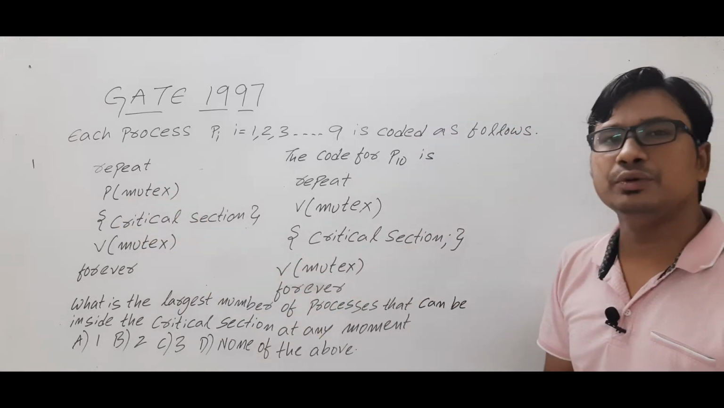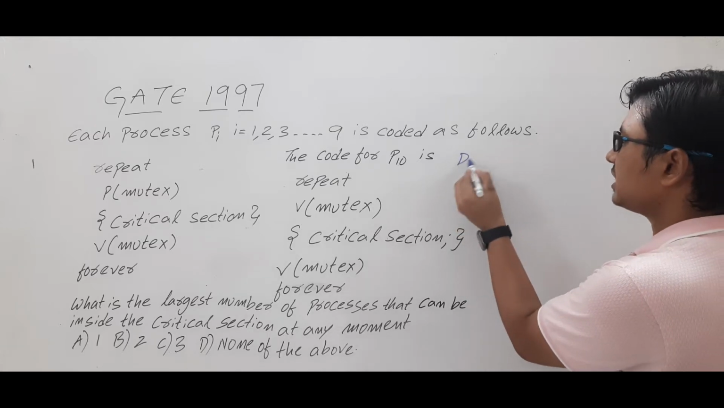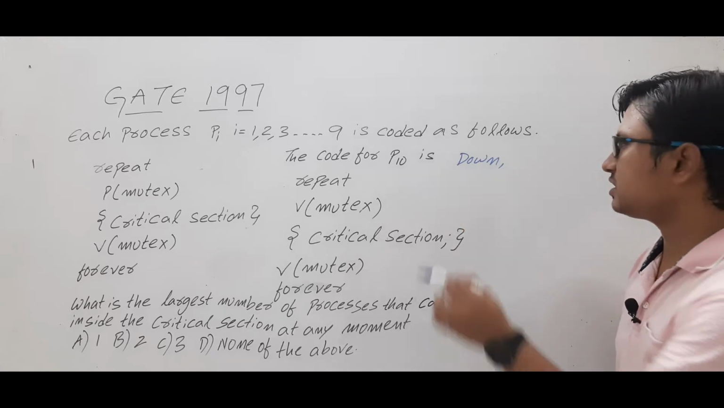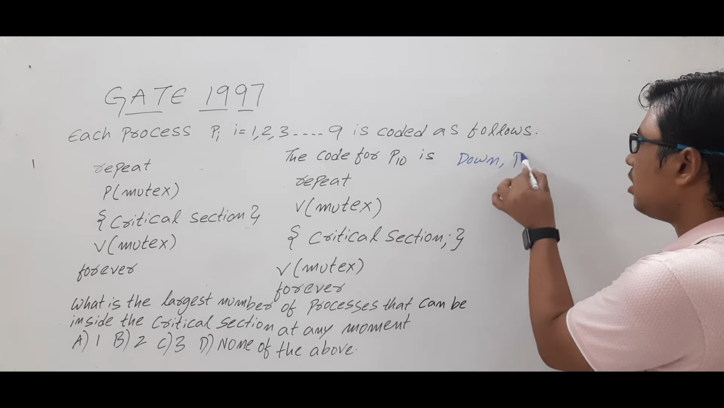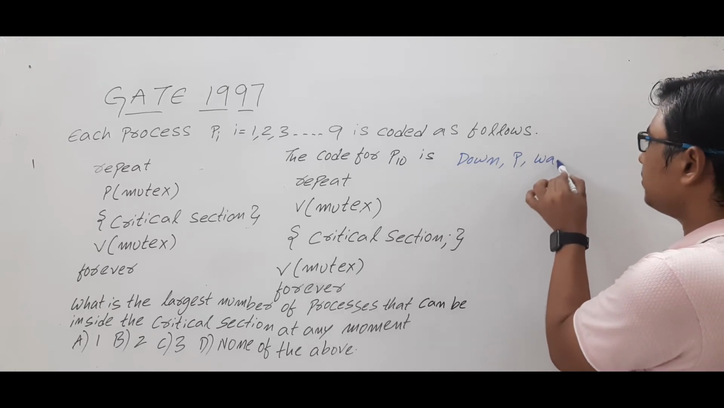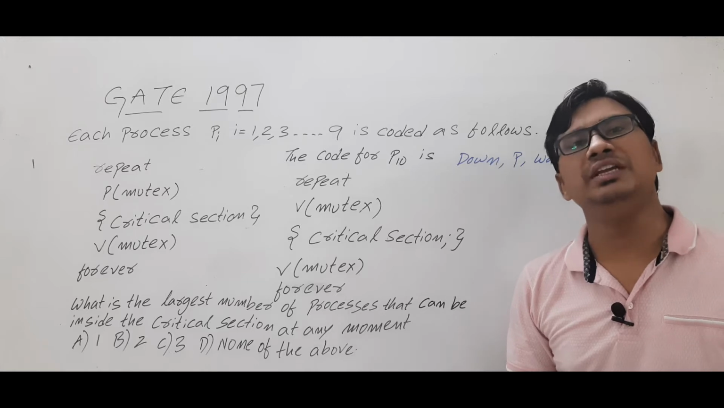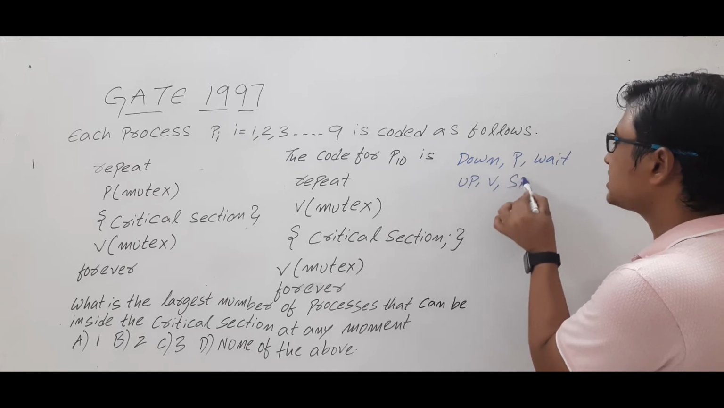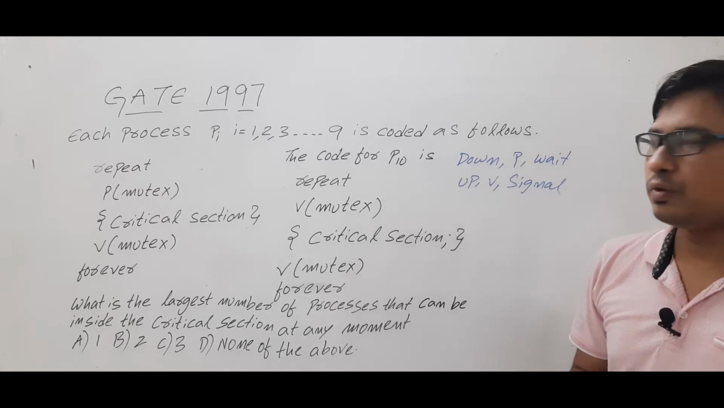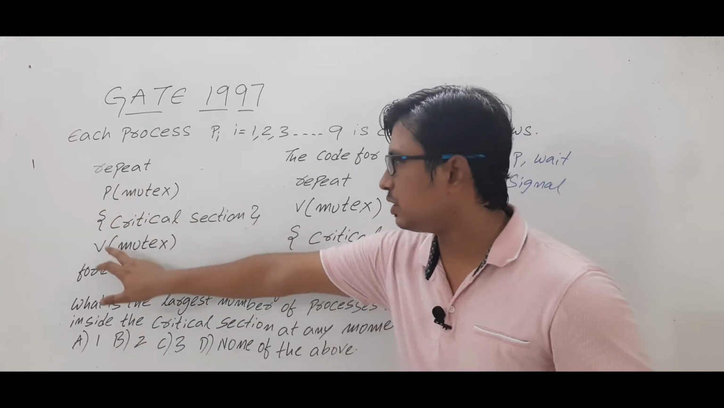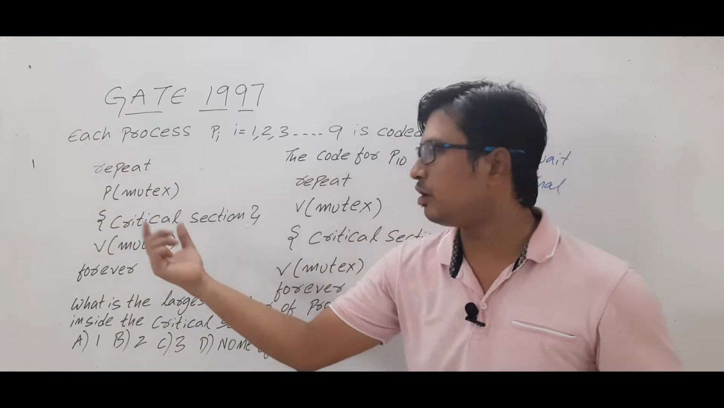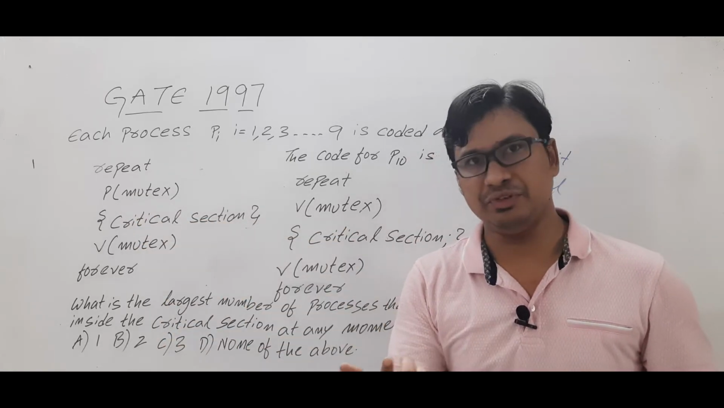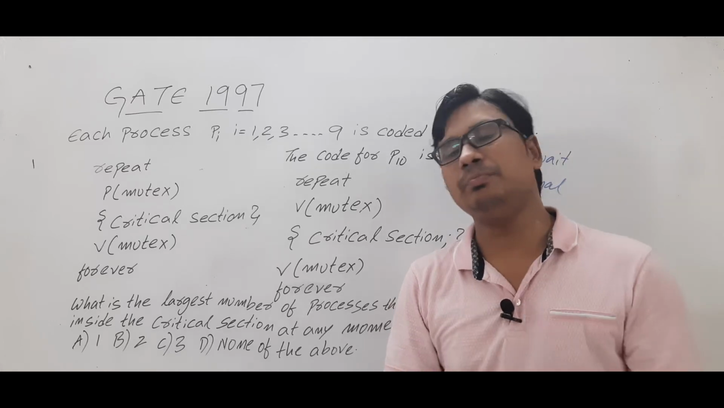Already in the last video, I have discussed the down operation. Whenever a process wants to enter into the critical section, it will perform the down operation. So we can call it a down operation, P operation, or wait operation. Similarly, whenever a process wants to leave the critical section, it will perform the up operation, V operation, or signal operation. So I hope you have understood what the P operation and the V operation are. P operation is the down operation, V operation is the up operation. Now mutex is nothing but the binary semaphore. We can call it a mutex or the binary semaphore.